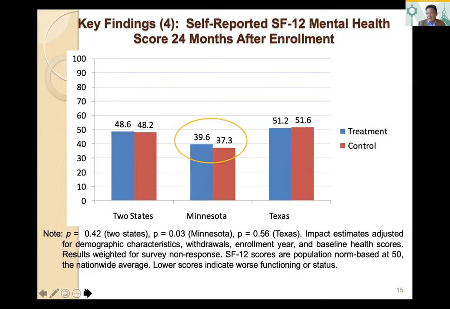And then lastly, the main findings for the SF-12 mental health score 2 years after enrollment: we did find that in Minnesota, the treatment group had a higher mental health score compared to the control group. In Minnesota, it was 39.6 in the treatment group compared to 37.3 in the control group. And this difference was significant at the 5% level for Minnesota alone.